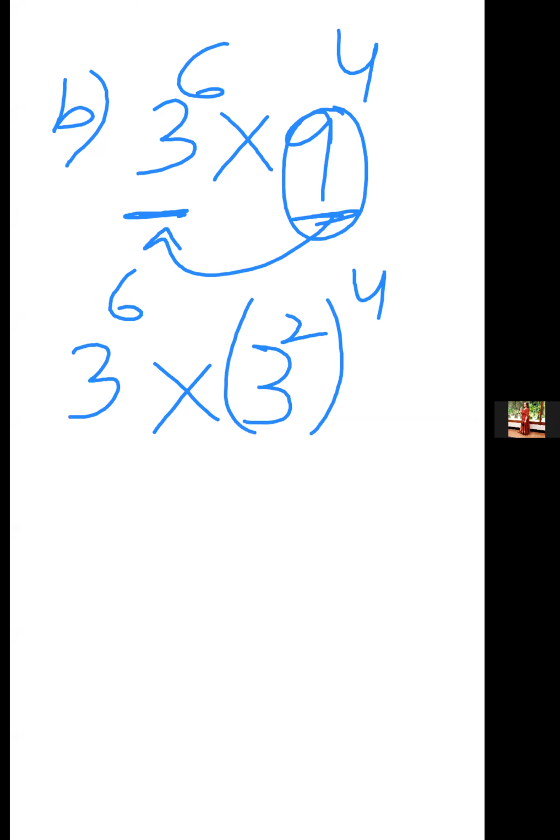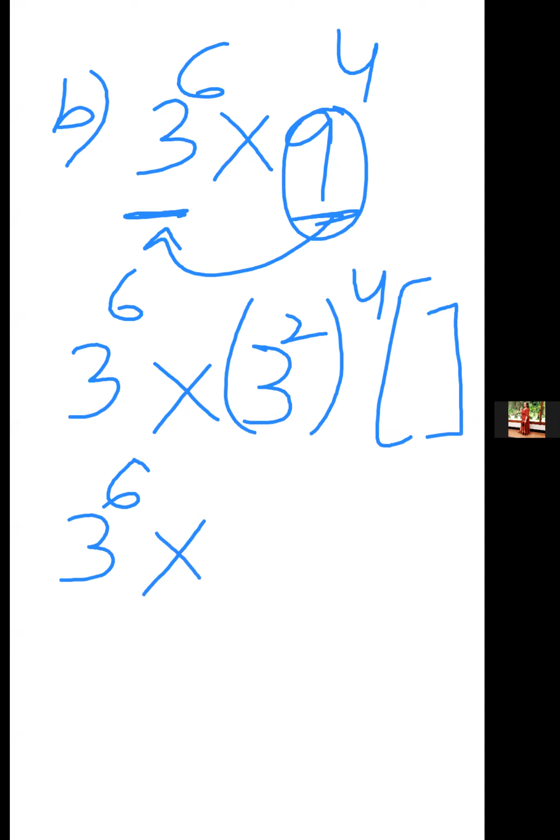Okay, 9 को मैंने break किया 3 की form में and 4 power as it is. So it will be 3 raised to power 6 multiply. Now in which, here you have to write the law. Which law you have to write? A raised to power x and y, A raised to power x into y. ठीक है, you have to write the law here. यहाँ पे आपने law लिखना है.